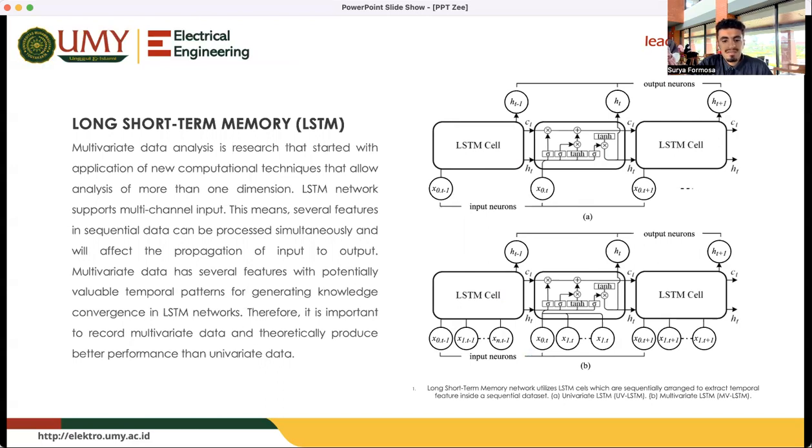Multivariate data has several features with variable temporal patterns for generating knowledge convergence in LSTM networks. Therefore, it's important to record multivariate data periodically to produce better performance than univariate data.